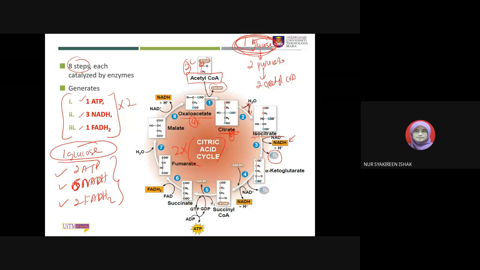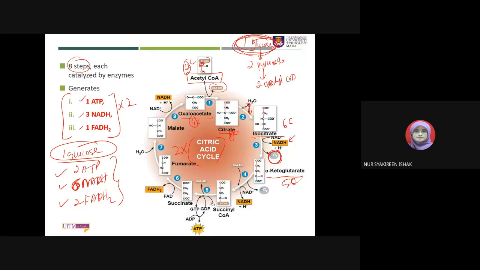Okay, so citrate and isocitrate is a 6 carbon compound. Bila satu carbon dioxide keluar, so maksudnya produk yang terhasil daripada reaction yang ketiga ni is a 5 carbon compound. Okay. Alpha ketoglutarate is a 5 carbon compound sebab kat sini dah release carbon dioxide. Okay. So alpha ketoglutarate, a 5 carbon compound.